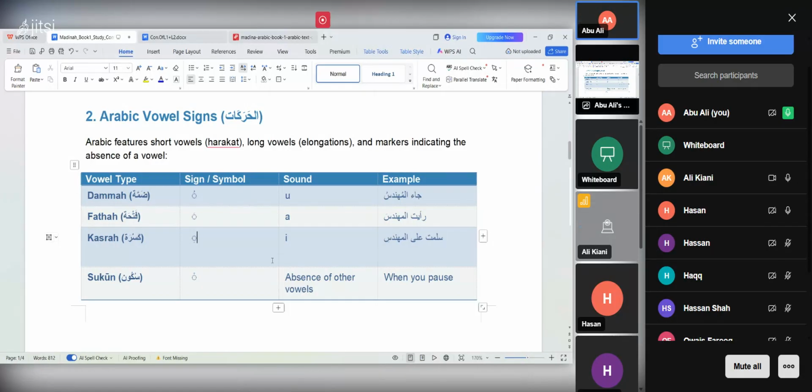So let's say the word gold, for example. I'm sorry I'm using English, but we don't need Arabic that much for now. Let's say the word gold, for example, ذهب.